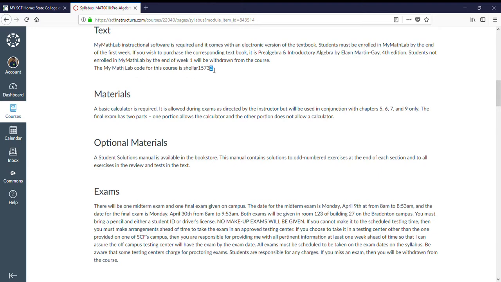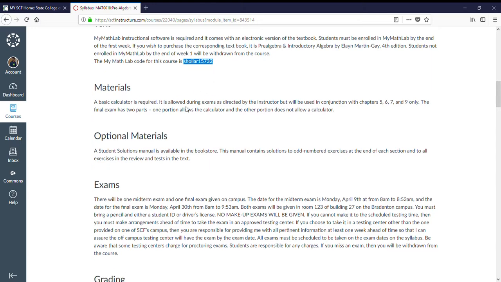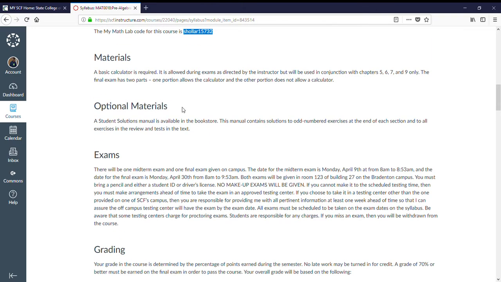This is the most important thing that you need right here, the Schaller 15732. That'll be the code that you need to register for this course in My Math Lab. So this is the only thing that you need. You can come back to this video and reference it or jot it down real quick right now. But all lowercase, no spaces, and then just those 5 digits afterwards. You'll need that number just to register for this course in My Math Lab. Materials, don't get fancy. Basic calculator will do.